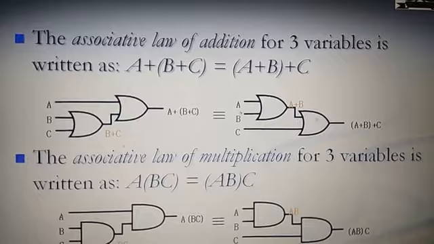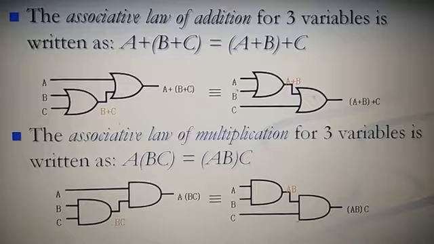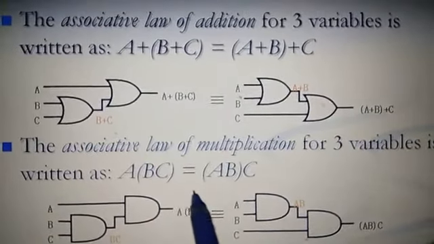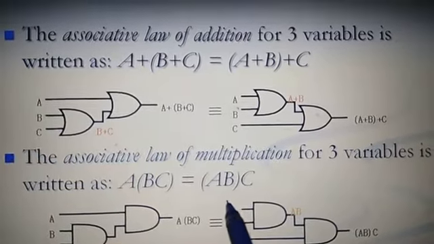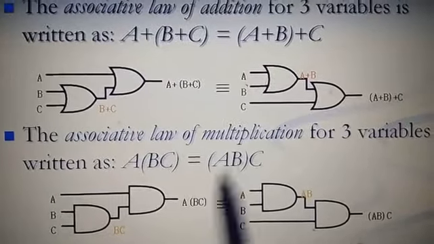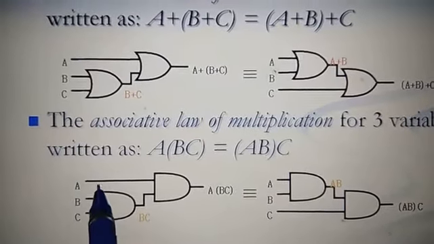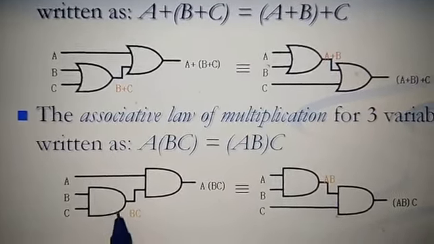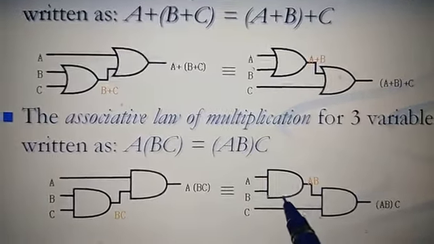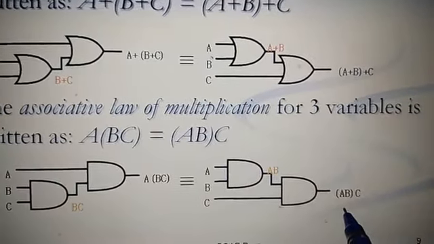Then the associative law of multiplication. The associative law of multiplication for three variables can be written as A into bracket B dot C, is equal to A dot B in bracket and then C. This is called the associative law of multiplication. In a similar way, you can use it for AND operations. A is the input, B and C is another AND. You will get A and this in bracket B and C. Or you can use this AB and this is C, and you will get here AB into C.